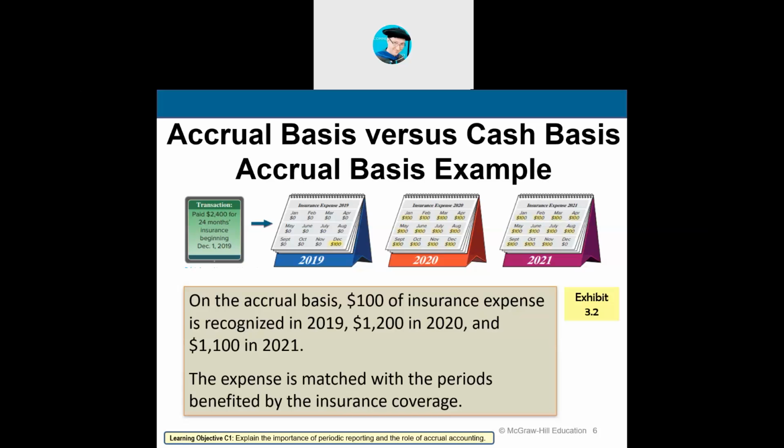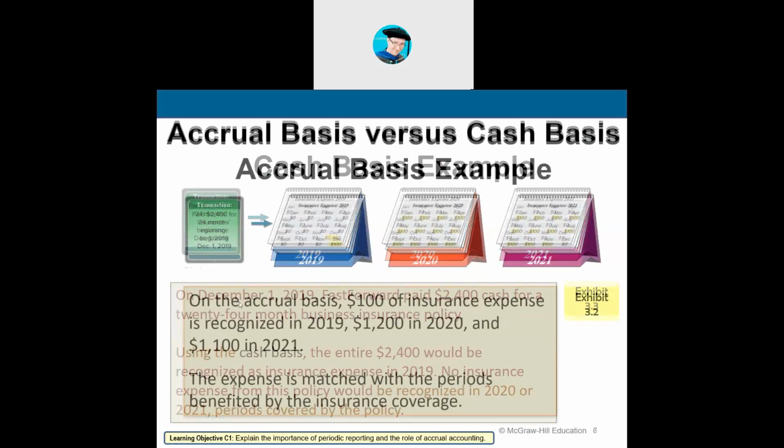Does that make sense? Yeah, this is an example of a deferred expense, right? Yes. A deferred expense is a prepaid expense, which is an asset account. Very good. Great questions. Wonderful.